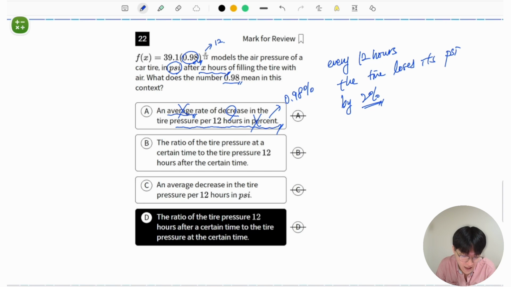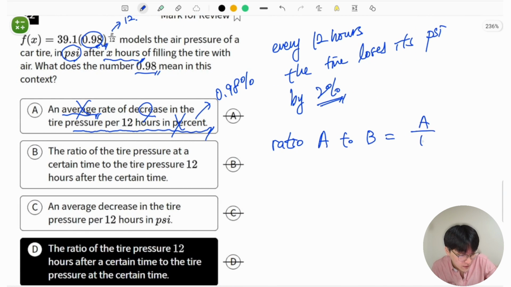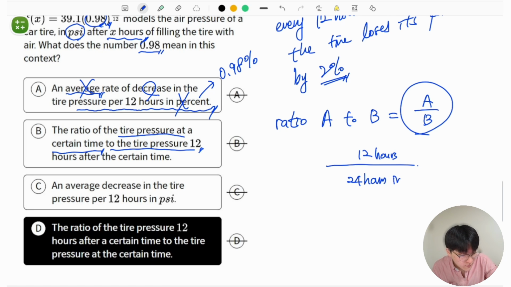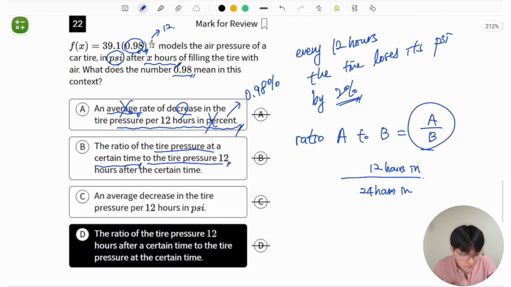Answer choice B, the ratio of the tire pressure at a certain time to the tire pressure 12 hours after the certain time. So ratio A to B, a mathematical way to put it, is A divided by B. That's what it means. And so the ratio of the tire pressure at the certain time, let's just say at 12 hours, to the tire pressure 12 hours after the certain time, so that's in 24 hours. So 12 hours in, divided by 24 hours in. Does that make sense? No.